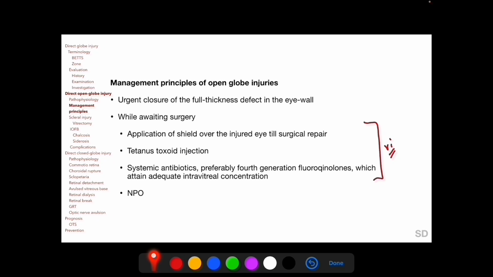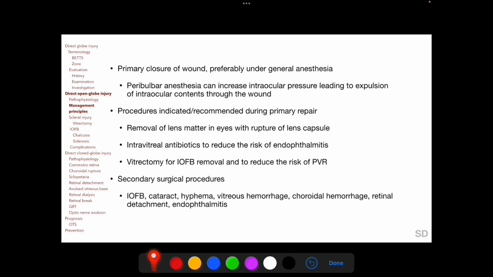It is also to be noted that prior to surgical repair, topical application of eye drops is not recommended in eyes with open globe injury because preservatives are known to be toxic in the intraocular environment. Primary closure of the wound should preferably be done under general anesthesia, and peribulbar anesthesia for this purpose should be avoided, as peribulbar anesthesia can increase intraocular pressure, leading to expulsion of intraocular contents through the wound.